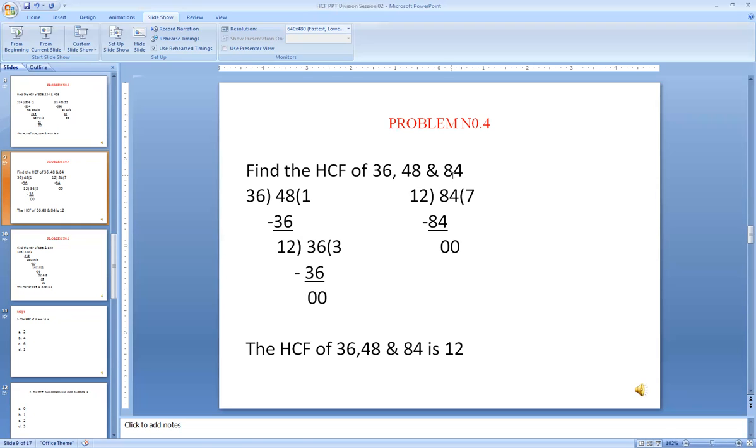But one more number is given here, that is 84. Again this 84 should be divided by the previous divisor, that is 12. So 7 times 12 is 84, the remainder is 0. Therefore, we can say the HCF of all these three numbers is 12. So likewise, we should keep on dividing and calculate the value of the HCF.